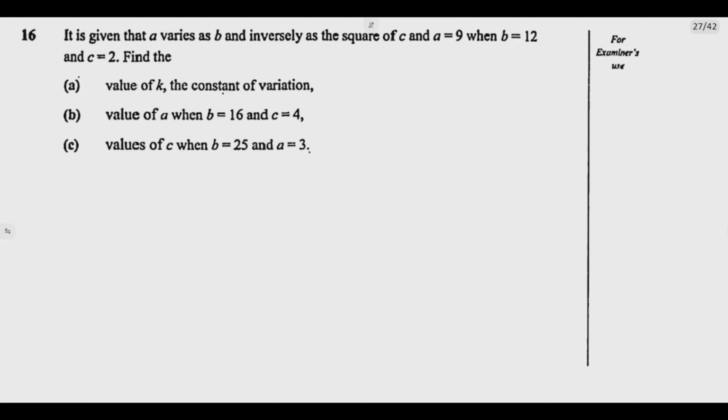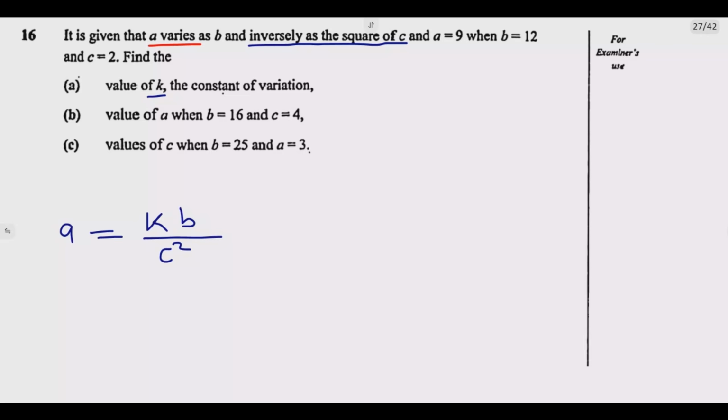So what we are told is A varies. So A is equal to, the first thing is multiplied by the constant of variation, which we are looking for in this case. Varies as B means B is on top. And inversely as the square of C, so inversely is down here, the square of C. What is on top is direct, or varies as. Then inversely should be at the bottom.